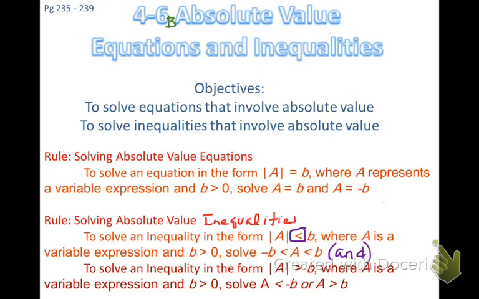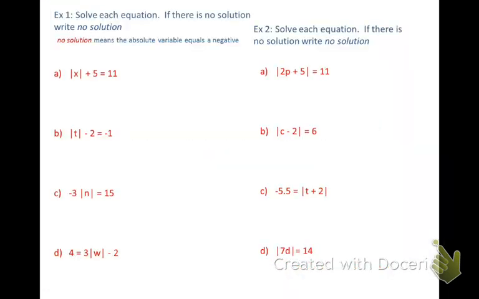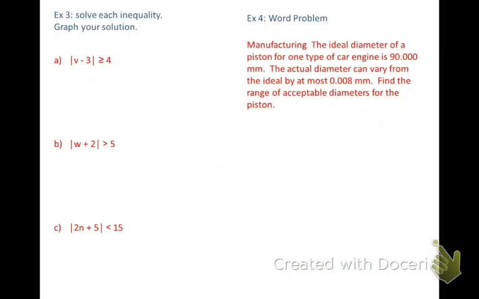And then we have to solve an inequality in the form of the absolute value of A is greater than B, where A is a variable and B is greater than 0. We have A is less than negative B, or, that's our OR inequalities we discussed on 4.5, and A is greater than B. Let's try some. And we're going to start with example 3.